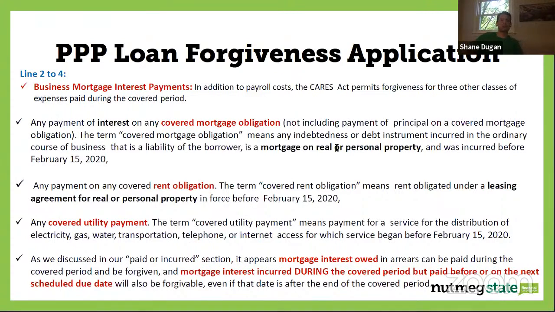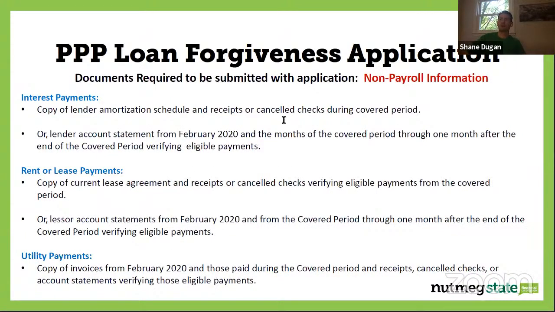Okay. And as we discussed, right, the paid or incurred section will allow you, if you had some of these in arrears, right, you didn't pay your electricity because you just didn't have the means to do it prior to PPP, you can catch up on that. As long as you paid it during the covered period, even though it was incurred before, that would be a qualifying use of the funds, okay? And that covered lines 2, 3, and 4 in the forgiveness amount calculation on page 3, just so you know.